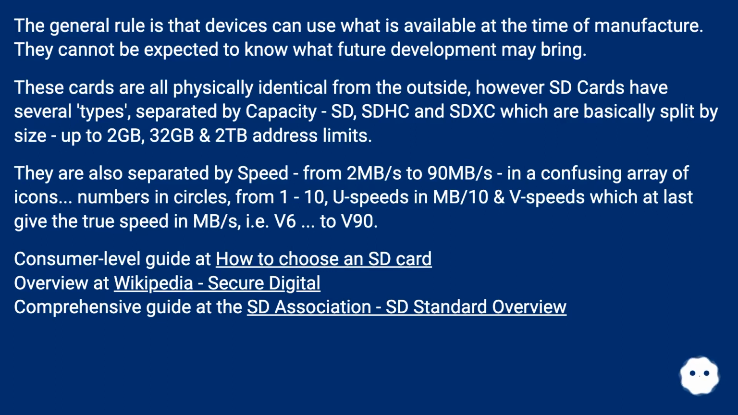They are also separated by speed, from 2 MB/s to 90 MB/s, in a confusing array of icons. Numbers in circles, from 1 to 10, U speeds in MB/10, and V speeds, which at last give the true speed in MB/s, i.e. V6 to V90. Consumer level guide at how to choose an SD card. Overview at Wikipedia, Secure Digital. Comprehensive guide at the SD Association, SD Standard Overview.